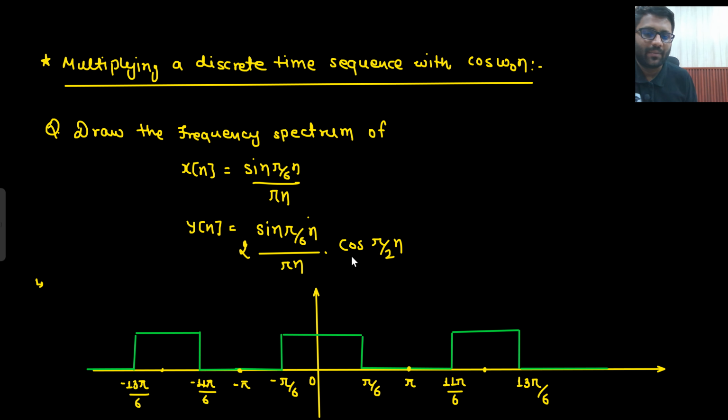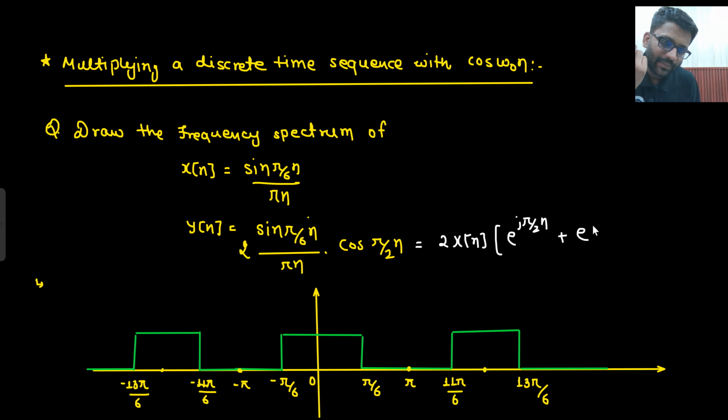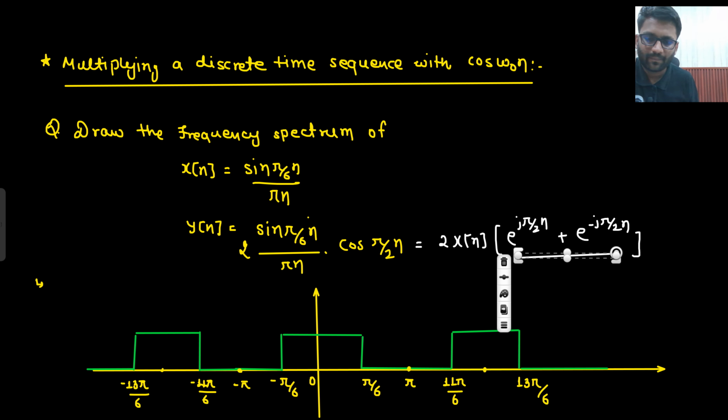So this x of n is given. I am multiplying with cos pi by 2 n. Along with that, I am multiplying with 2 as well. Why am I doing so? You would have understood. So let's call this y of n. So what we will be getting? 2 x of n times e to the power j pi by 2 n plus e to the power minus j pi by 2 n, divided by 2. So this 2 and this 2 will get cancelled, right?